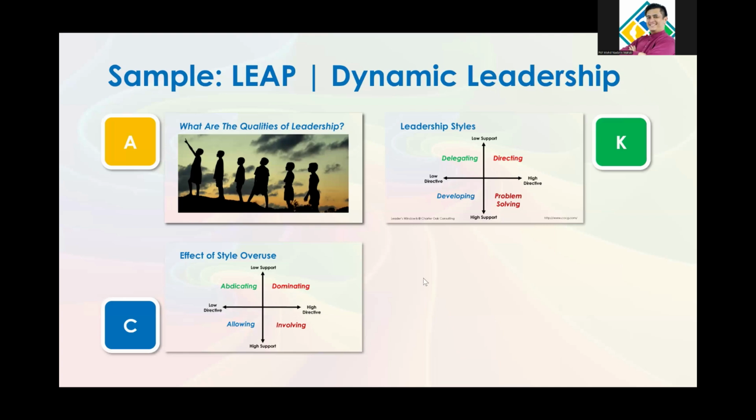What happens to our belief about the leadership style model? Let's see who I can ask. Maybe I can ask Mohammed. What do you think happens to, if we were the participant, what would happen to our belief about the leadership styles model?